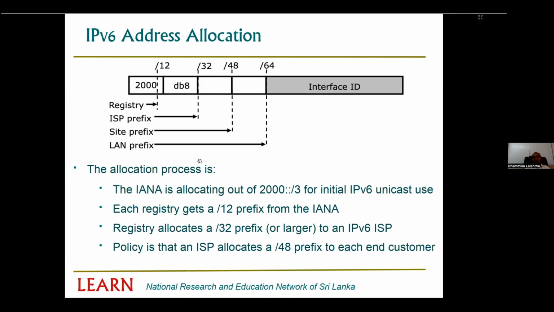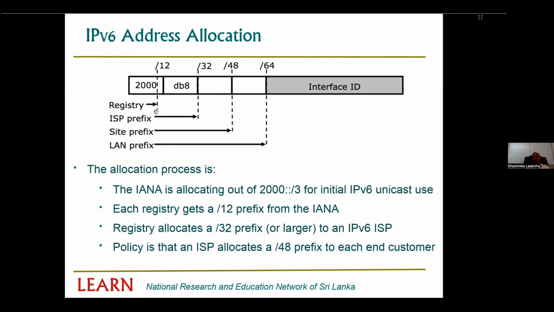Then that space is divided among the other registries. We have a registry for each continent. We are getting ours from APNIC, the Asia Pacific Network Information Centre. So that is our internet registry. We are receiving IP addresses from that institute.